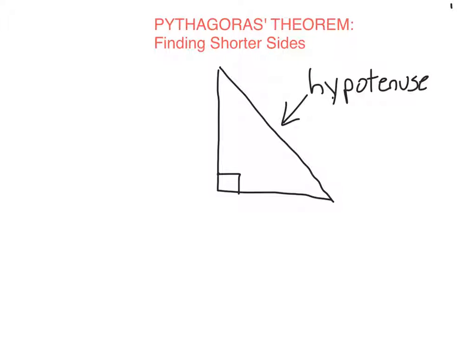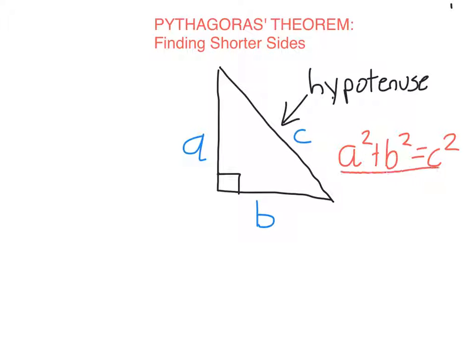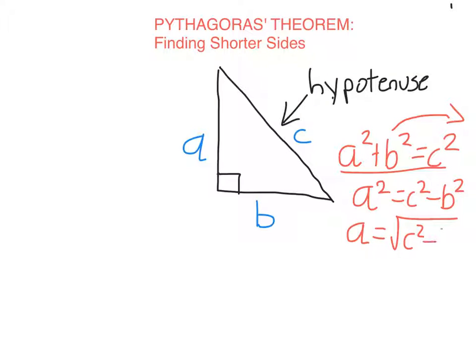Now it is the same formula that we use. So remember, we call the two shorter sides A and B. It doesn't matter which way around. The hypotenuse is C. And Pythagoras theorem is A squared plus B squared equals C squared. So if I want to find the length of a shorter side, I can rearrange this equation. I can subtract B squared from both sides. So A squared equals C squared minus B squared. And then if I square root each side, I get A equals the square root of C squared minus B squared, okay? So this is an important point.